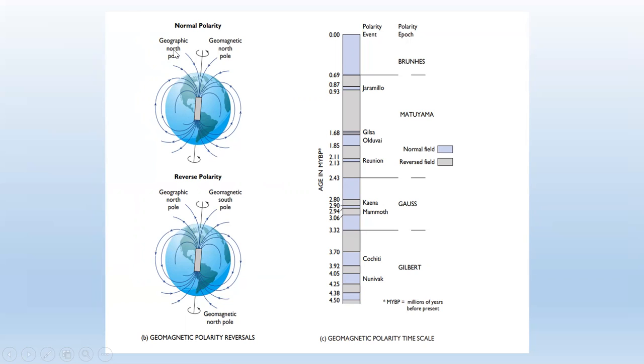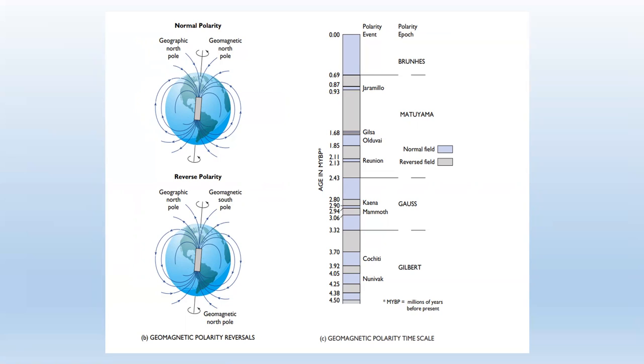Now, geomagnetic North Pole is here and geographic North Pole is also here. So, these are the normal polarity. Here, geographic North Pole is here, but geomagnetic South Pole is here. It just gets reversed. So, this is the reverse polarity. How does this normal and reverse polarity happen? It is because of the convection currents of the outer core and the mantle. The inner core is solid. It can rotate, and because of this, a geodynamo is formed.